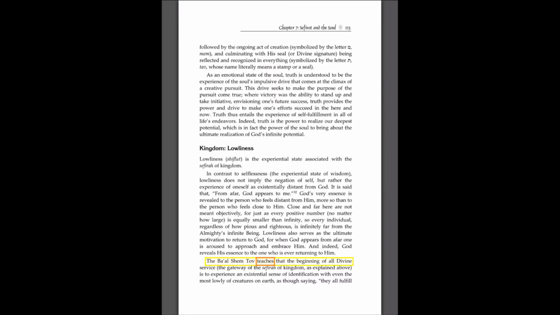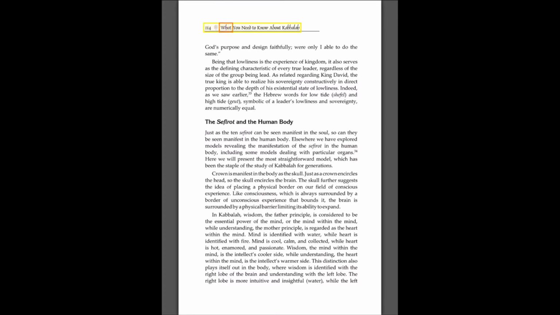The Baal Shem Tov teaches that the beginning of all divine service, the gateway of the Sefirah of kingdom, as explained above, is to experience an existential sense of identification with even the most lowly of creatures on earth, as though saying, "They all fulfill God's purpose and design faithfully. Were only I able to do the same."